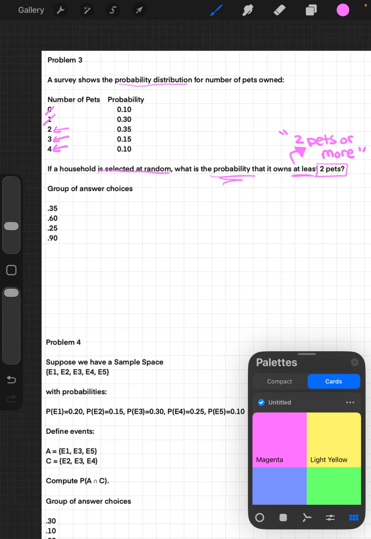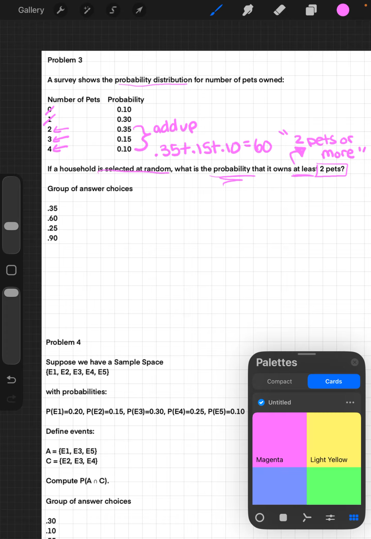And now we're just gonna add up those probabilities. So I'm gonna say add up. So I have 0.35 plus 0.15 plus 0.10. And that is 0.60.